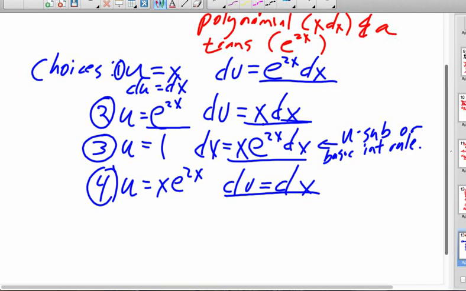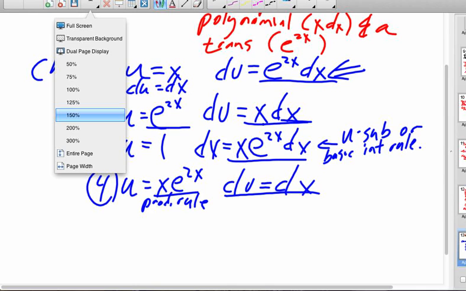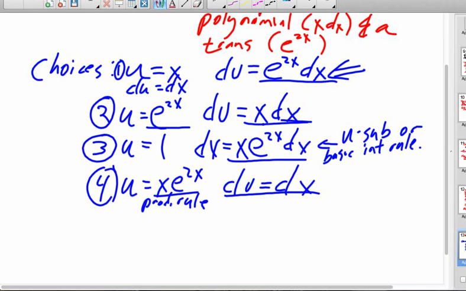I know I can integrate it, but again, remember I want to get rid of my x. And the derivative of this is a product rule. So that basically violates guideline number 2, which is that we want to make sure that our du is simpler than our original u. So basically, at least at first glance, choice number 1 appears to be the one we want to go with. So let's come in and deal with number 1.